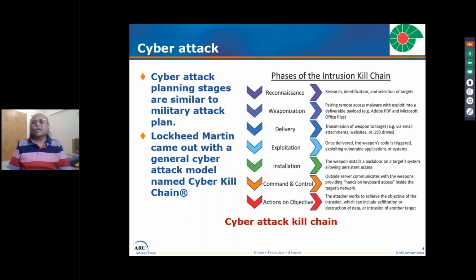Exploitation is the vulnerability exploitation. If you look at the sophisticated attacks, the vulnerabilities are zero-day vulnerabilities, which means that the vulnerability was not known to either the vendor or the user. So they found a vulnerability and used it. So those are the kinds of vulnerability exploitation.